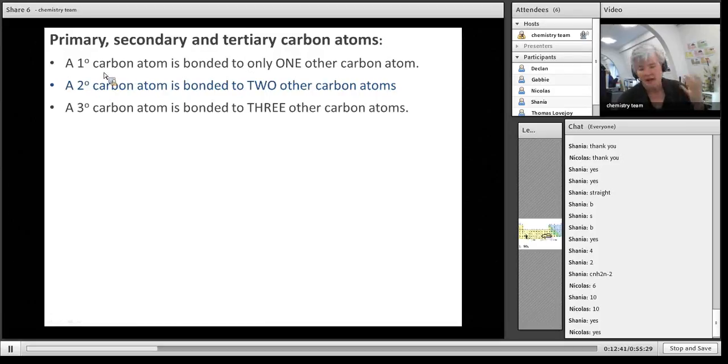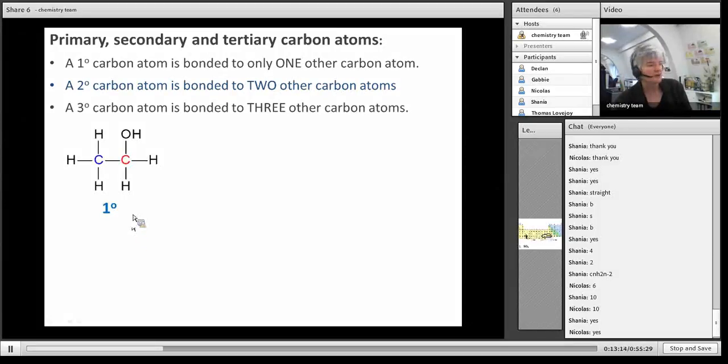Now, a primary alcohol or alkyl halide or something is when the carbon that the functional group is attached to is bonded to only one other carbon atom. So primary is like 1. Secondary, 2. So it's bonded to 2 carbon atoms. Tertiary is 3. Now, methanol is considered a primary carbon atom, even though the carbon actually isn't bonded to anything else. So you could say 1 or 0.